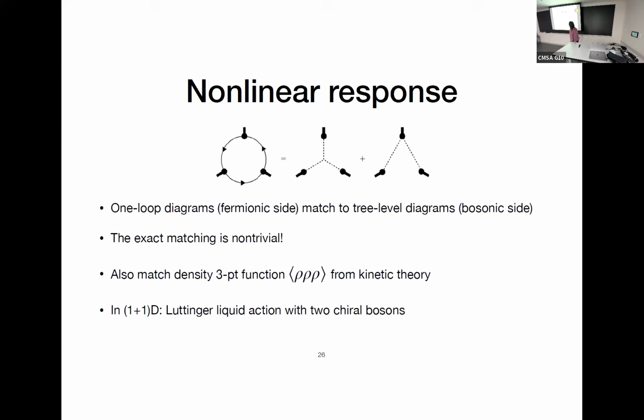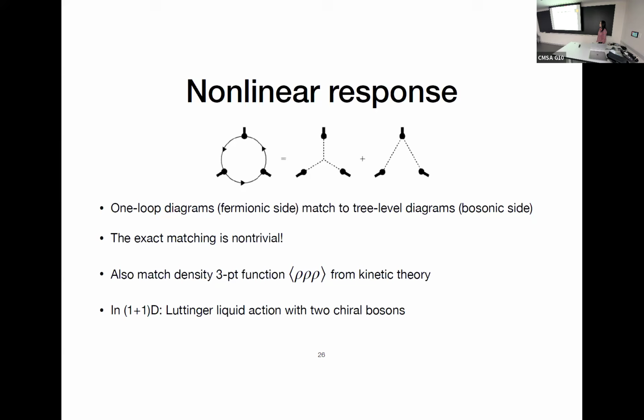So this also matches the density 3-point function from the kinetic theory that I've been telling you previously. So we have the fermionic side of this nonlinear response, which matches the formalism we can compute today of this tree-level diagram, and also the kinetic theory. So all three different approaches to the result will match each other. And from our calculation, this will reduce the calculation dramatically.